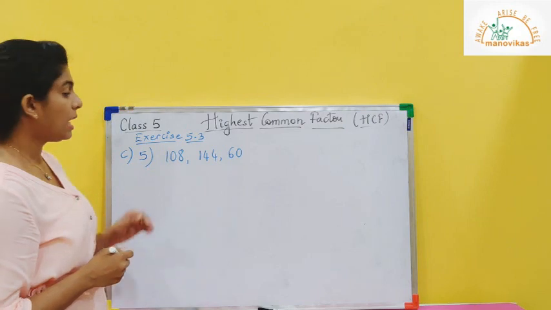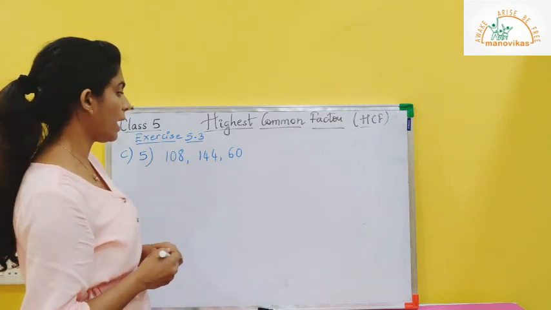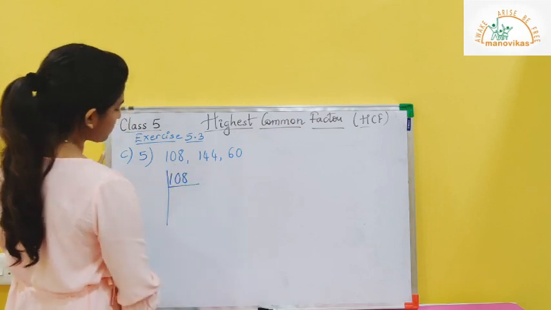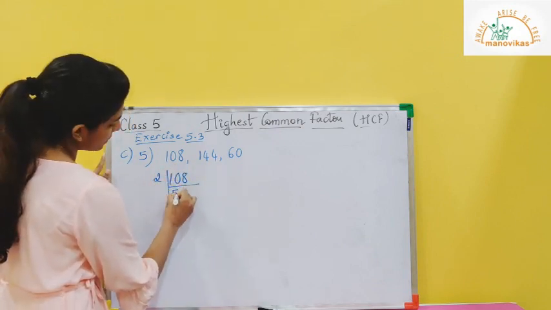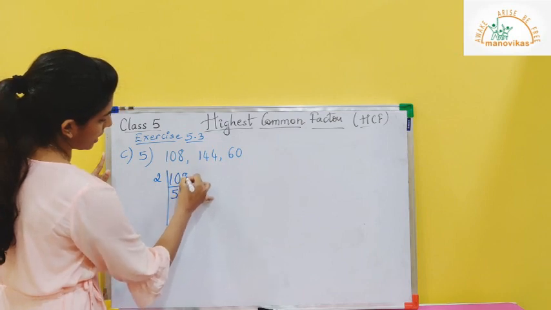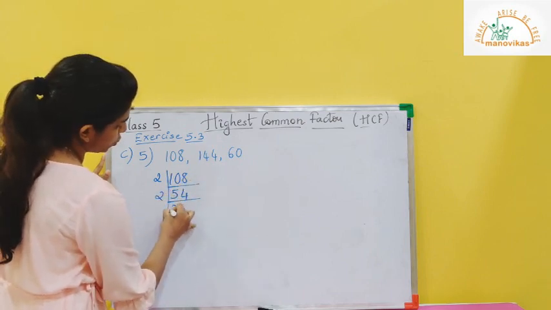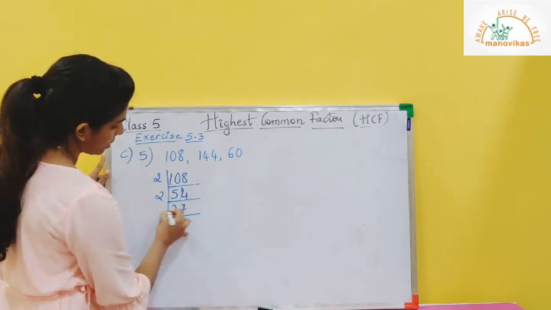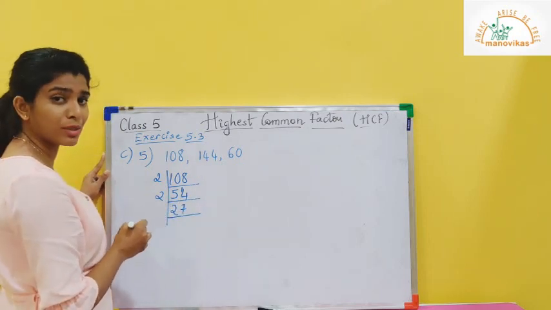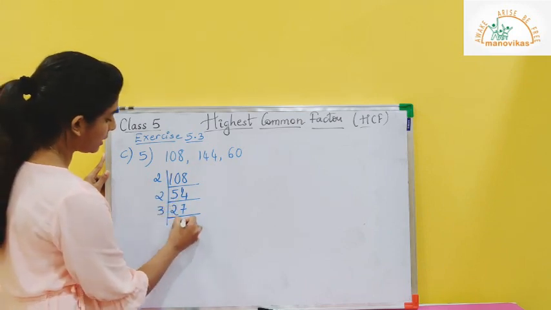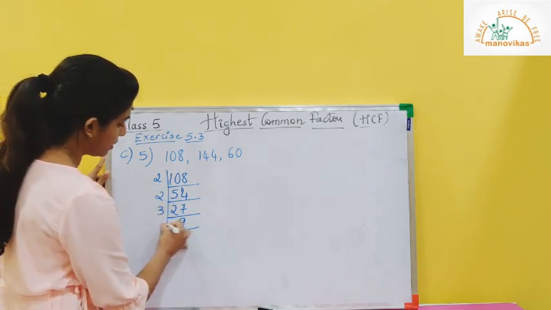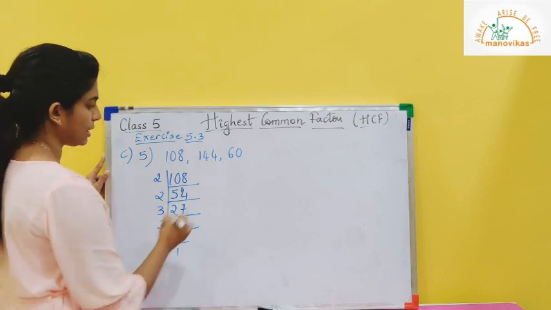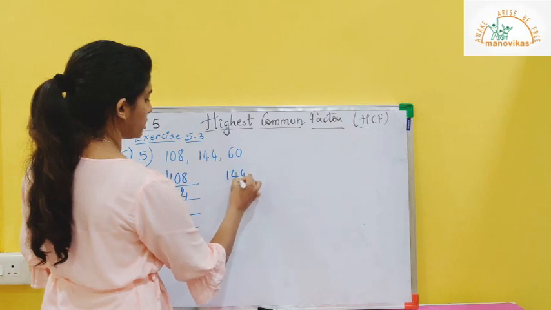See fifth one. 108, 144 and 60. So 108, 2 5s is 10, 2 4s are 8, 2 2s are 4, 1 carried forward, 2 7s is 14. Now 27 is not divisible by 2. I move on to the next prime number, that is 3. 3 9s I get 27, 3 3s are 9 and 3 ones is 3.